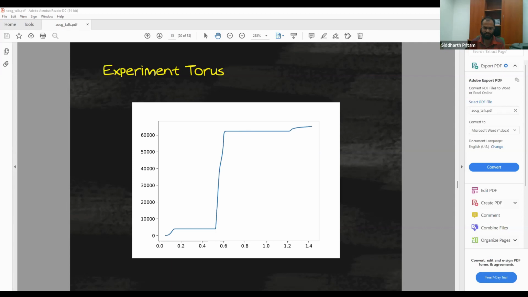So the experiment was run over the point cloud. We got the point cloud which was sampled out of a torus, which is embedded in 3D. And then the Rips complex sort of fills in triangles and tetrahedra for there.